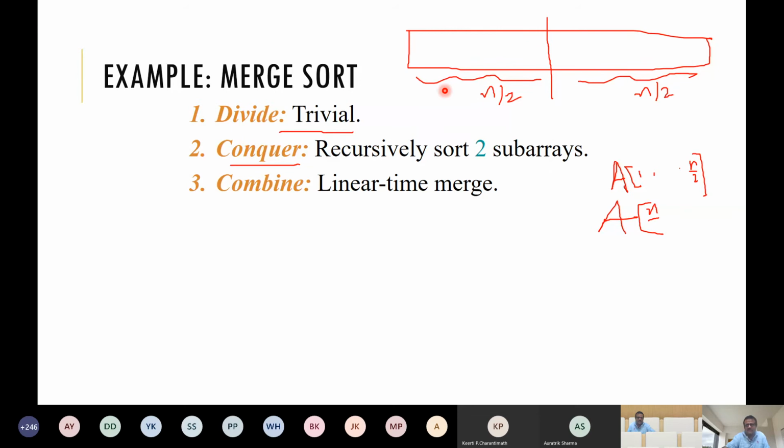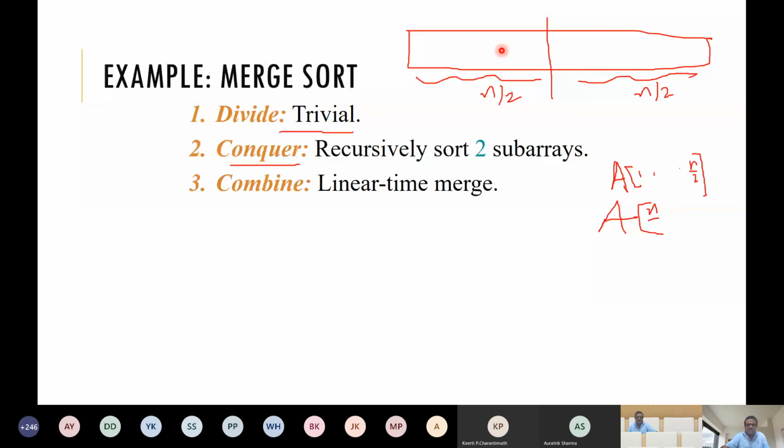We solve this subarray by calling merge sort on this. We solve this subarray by calling merge sort on this. Then once we have a solution, once these 2 subarrays are sorted, we call the merge to get the solution, that is the combine step. So basically every divide and conquer technique has 3 steps: divide, conquer, combine.